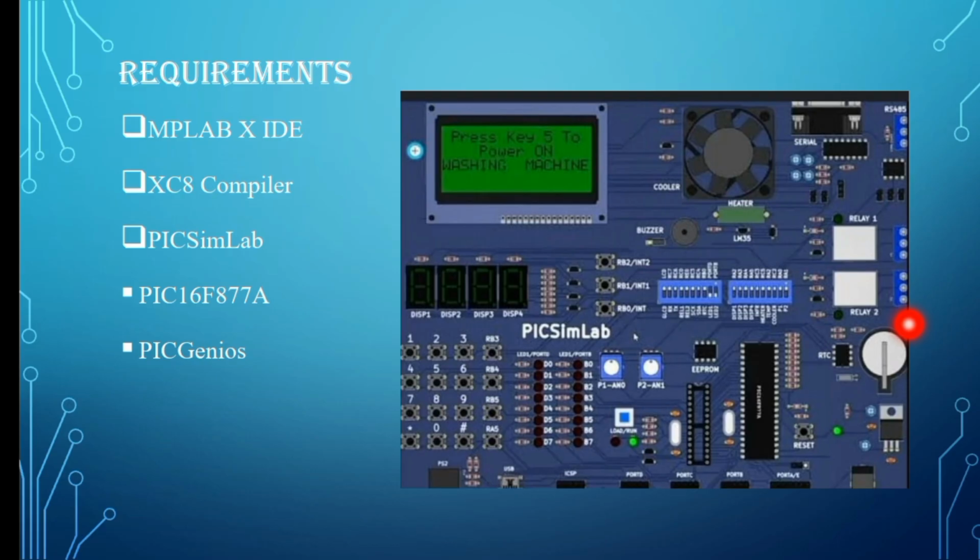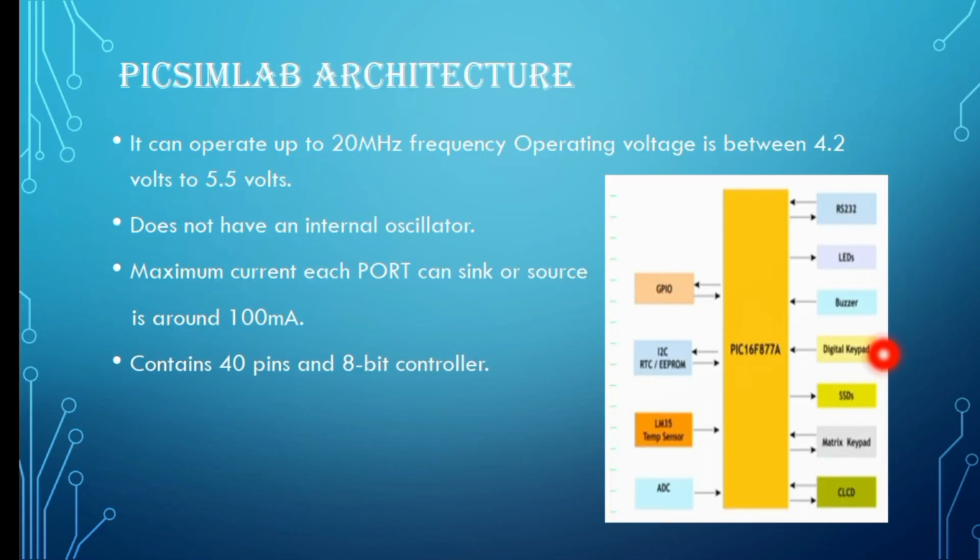I'm continuing with the requirements part, where here we use the MPLAB X IDE and the XC8 compiler, PIC MCU. In the PIC MCU, we use a PIC Genius board and the PIC16F877A microcontroller. Next, the PIC MCU architecture, which can operate up to 20 MHz frequency. Operating voltage is between 4.2 volts and 5.5 volts. It does not have an internal oscillator, and the maximum current each port can sink or source is around 100 microamperes. It contains 40 pins and is an 8-bit controller.